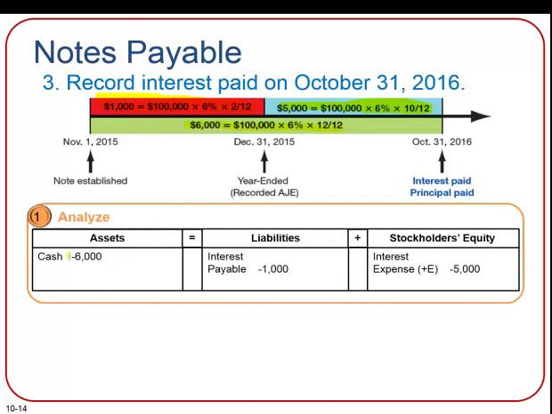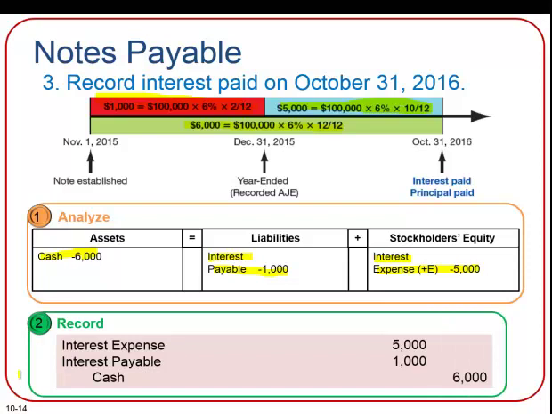When analyzing this transaction, we're going to find that the asset for cash is going to be decreased by $6,000. We are going to pay the full amount of interest owed. So that includes the liability we already set up of $1,000. We'll decrease that liability we already set up, and then at that point we can record the expense for the other 10 months we haven't recorded yet. So that would be the $5,000. So we're in check here. Our cash goes down $6,000. Our liability goes down 1,000 for the 1,000 we recorded during 2015. And now we'll record the expense for 2016.